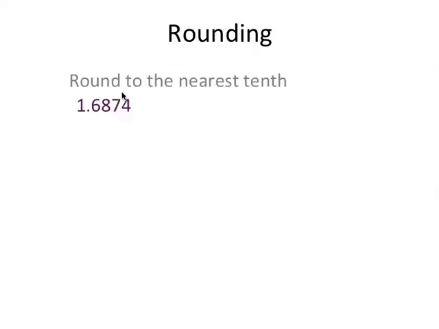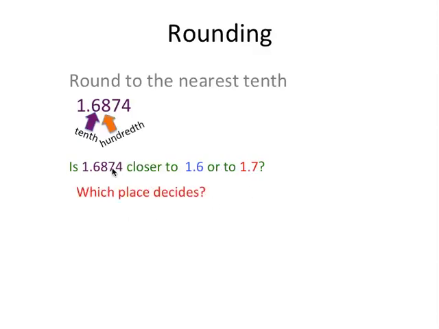With decimals, so round to the nearest 10th. Here's our 10th place. And our question is, 1.6874, is it closer to 1.6 or 1.7? And which place decides that? Well, it's the hundredths place. It's the one right next to it, the next place to the right.